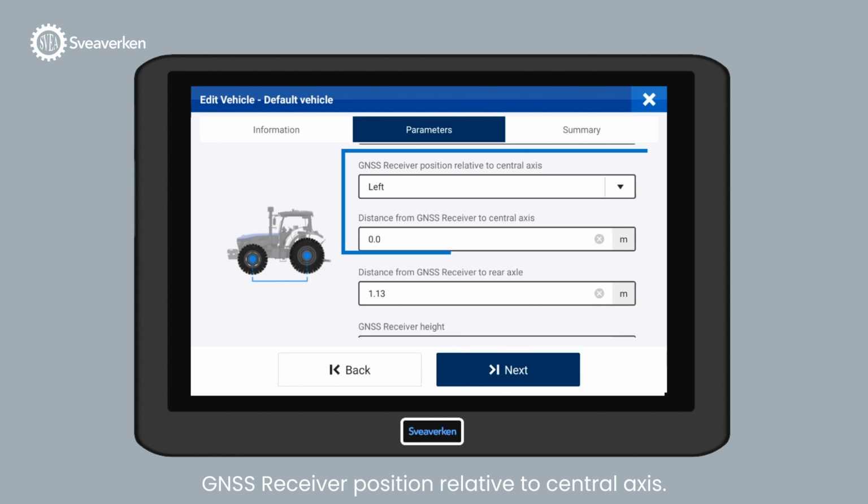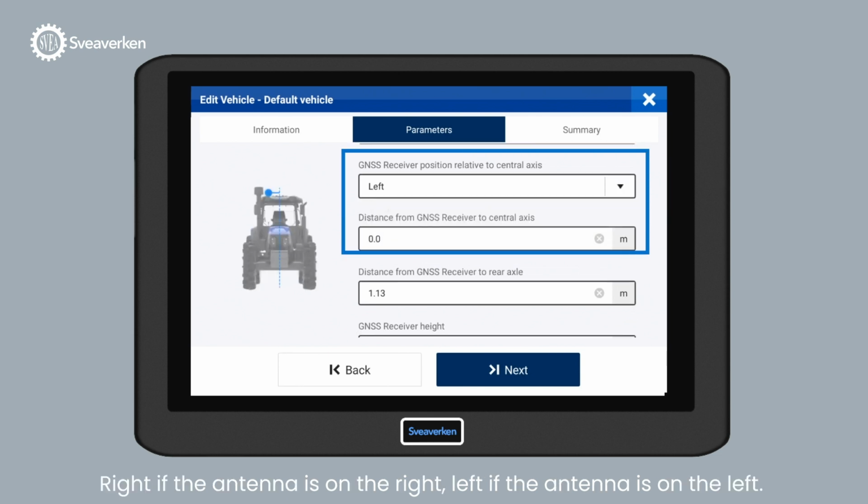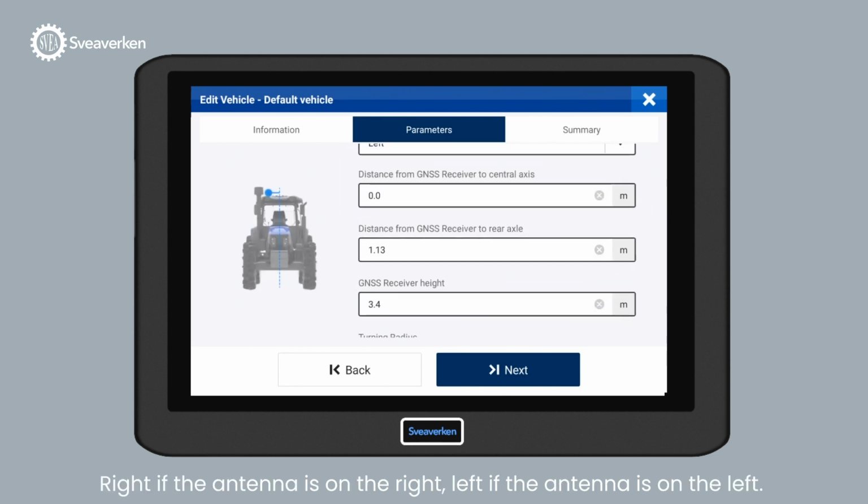GNSS receiver position relative to central axis. Right if the antenna is on the right, left if the antenna is on the left.